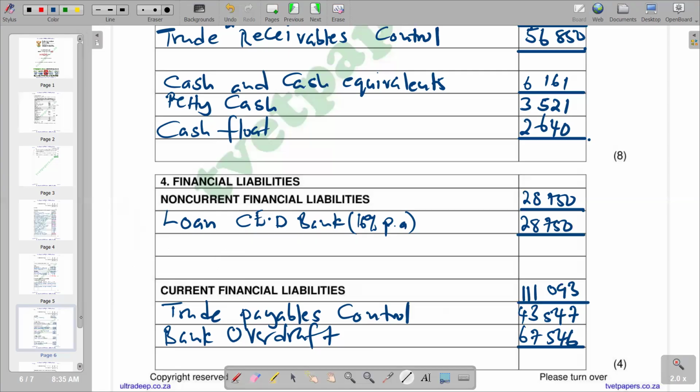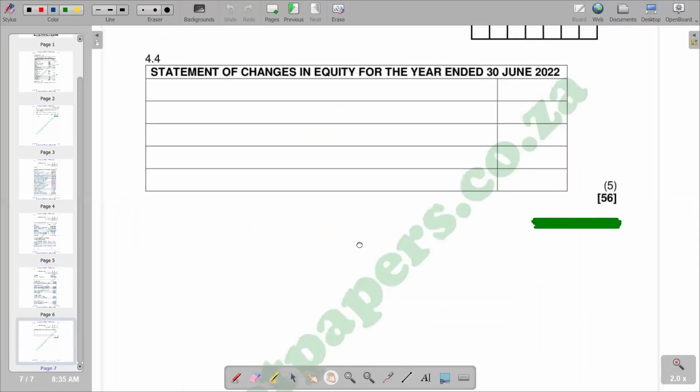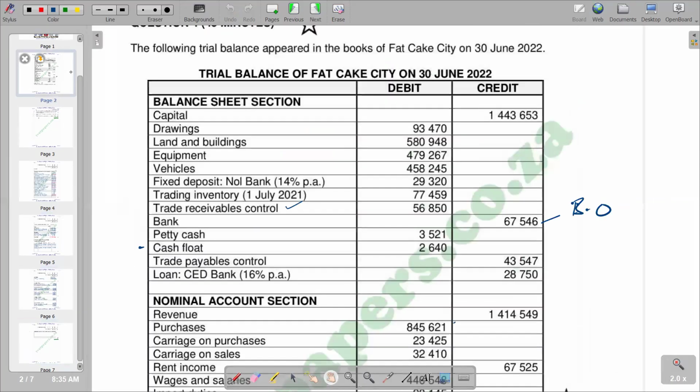And obviously, we need to check the last part that we have, the statement of changes in equity. On the statement of changes in equity, we are going to start with the balance at the beginning, that is 1 July 2021. Let's just refer back. 1 July 2021, where we are given capital as 1,443,653. So we are saying this is our opening balance that we have for capital.